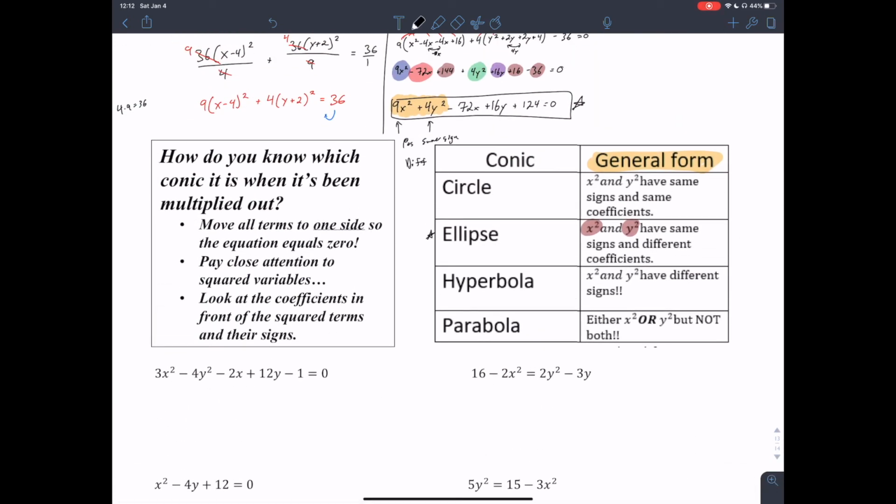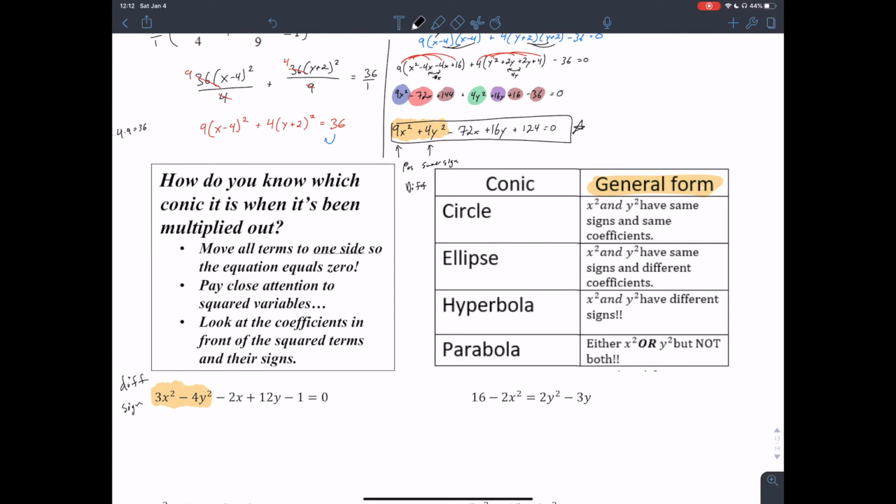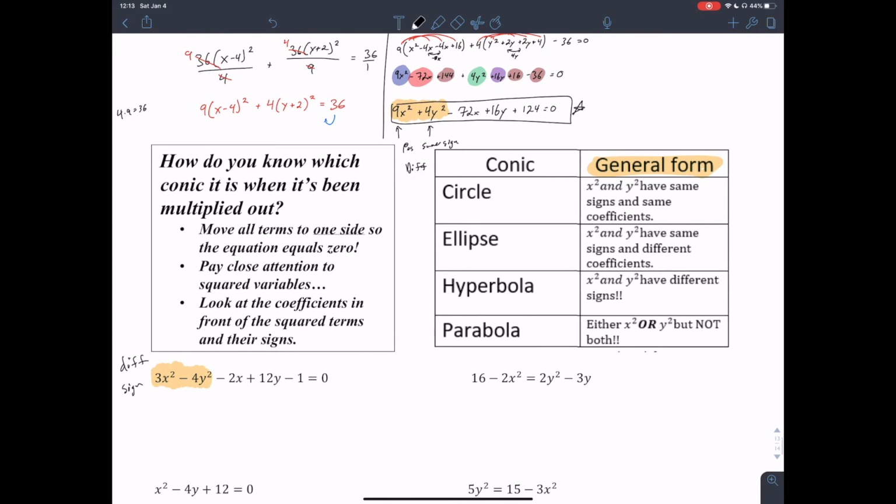We look at the first term, 3x squared minus 4y squared. Okay, so now let's check. We have x squared and y squared. Are they the same sign? No, they're not. So they have different sign. Well, let's go look at the ones that have different signs. So it might be, okay, same sign? No, it might be a hyperbola. And that's it. That's the only one that says different signs. So this is a hyperbola.